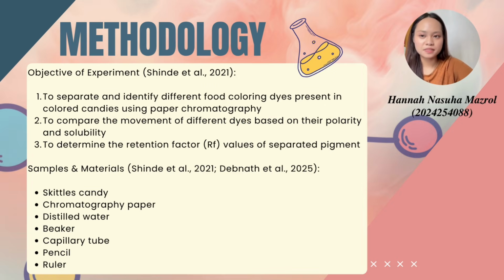We use paper chromatography to separate and identify the food dyes found in sugar-coated candies. The objectives are to explain how paper chromatography works, describe the procedure, and identify the food dyes using their RF values. For this experiment, we use Skittles as the sample, or actually any kind of sugar-coated candies depending on your likes, maybe M&M's. The materials required include chromatography paper, distilled water as a developing solvent, a beaker, a capillary tube, a pencil, and also a ruler.